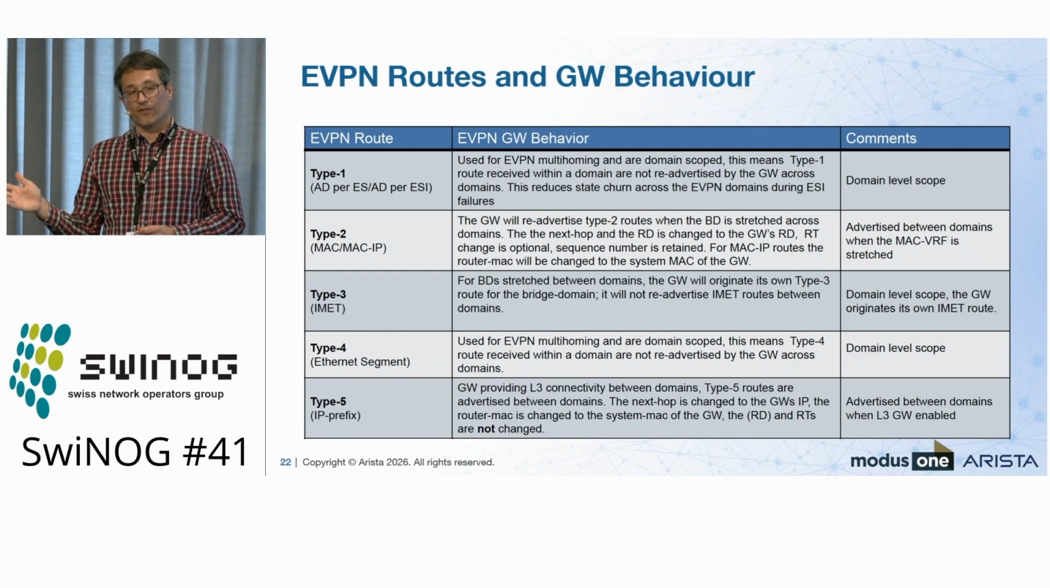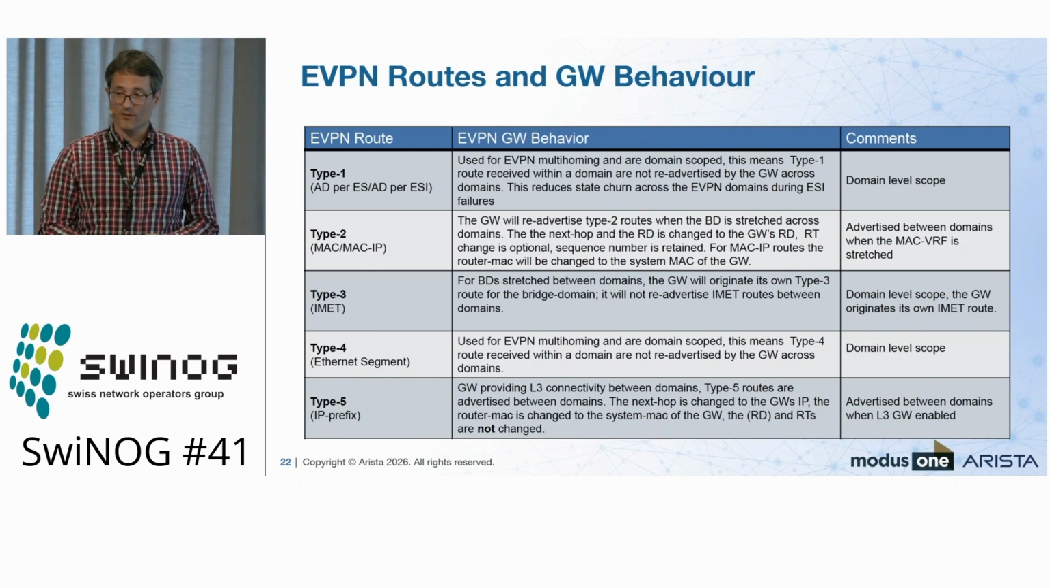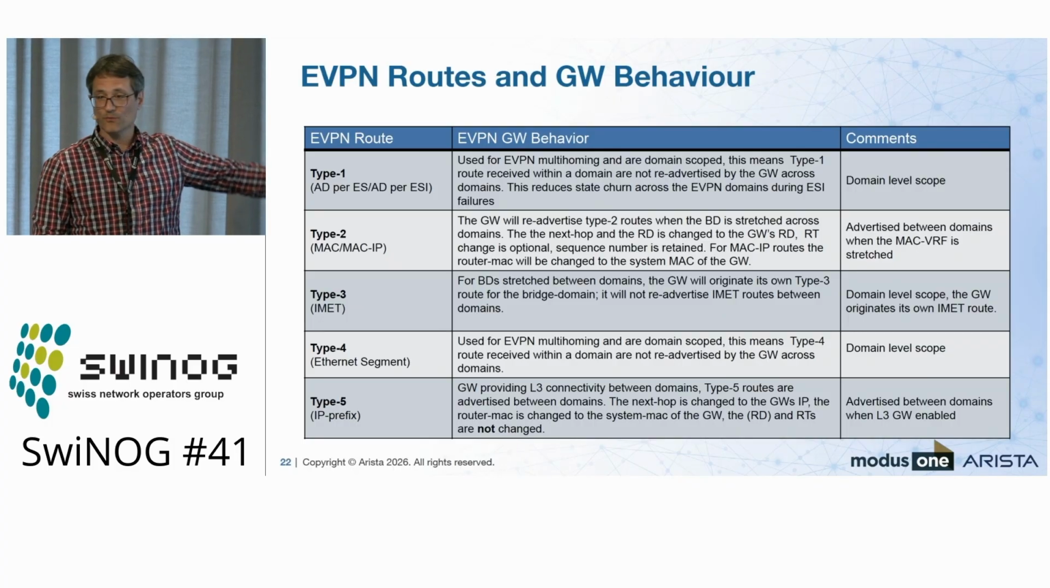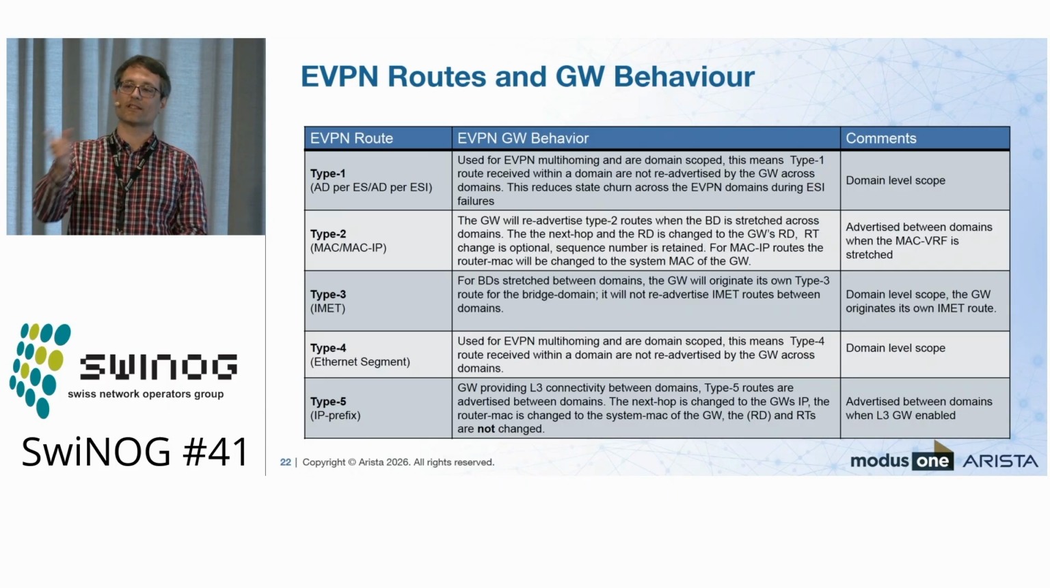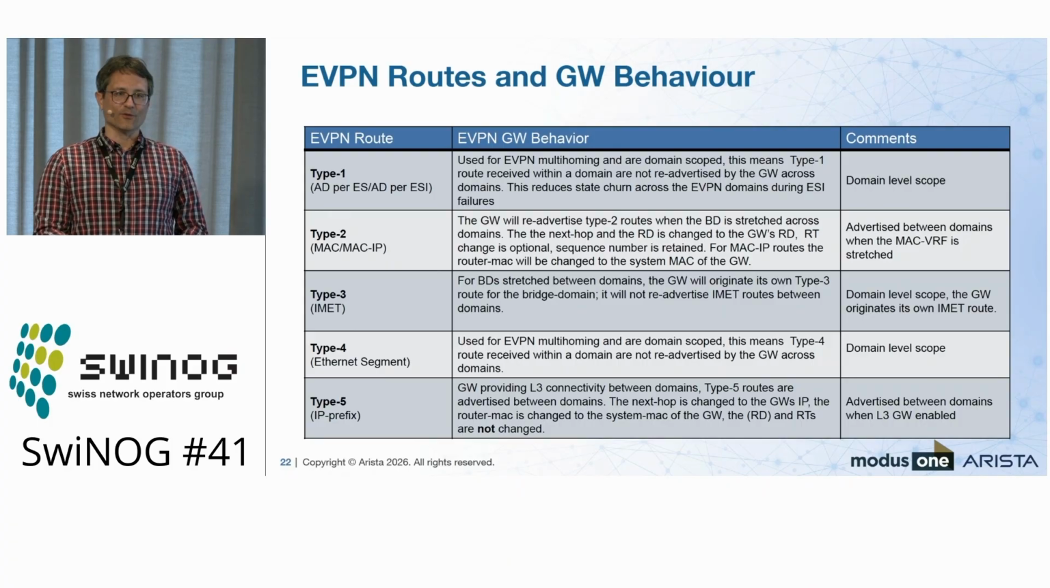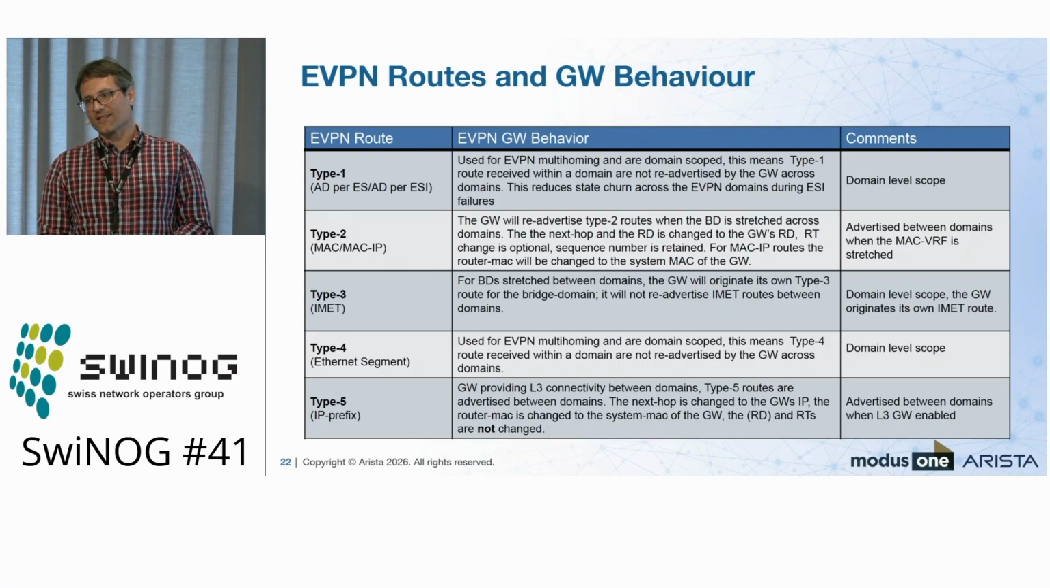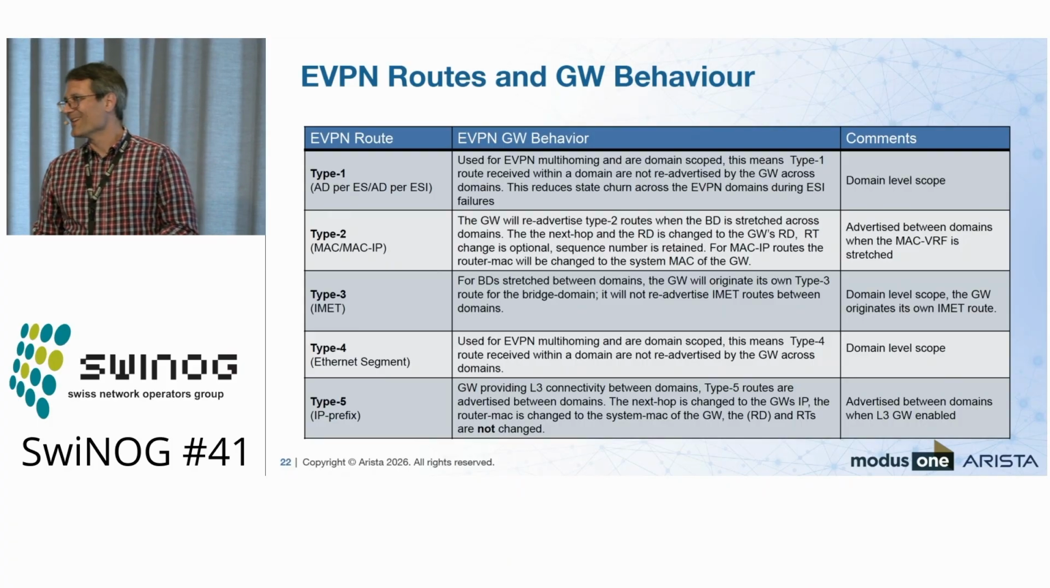So this is actually just the first part, because you might know there are many more route types. For example, to deal with multicast, and then there is also a solution how to implement EVPN gateway for multicast. But I guess that's for another day. Thank you very much.